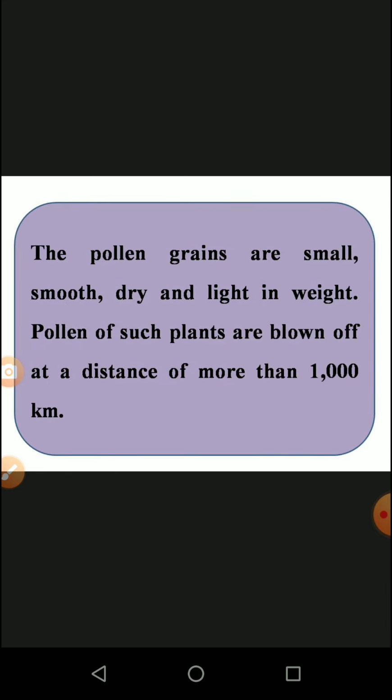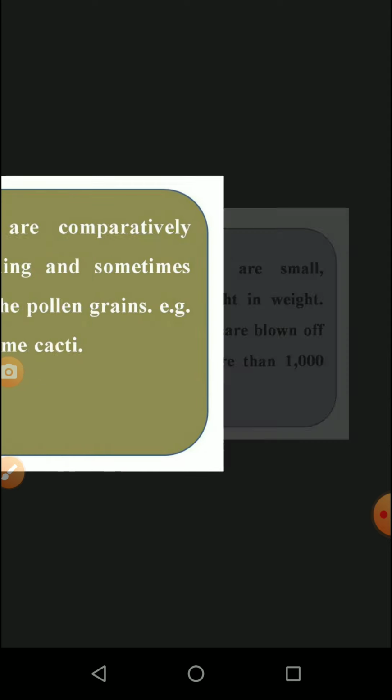The pollen grains are small, smooth, dry and lightweight. That's why they fly. The pollen can travel a distance of more than 1,000 kilometers. Some of the pollen grains are like dust particles. Due to heavy wind, they are transferred around 1,000 kilometers.